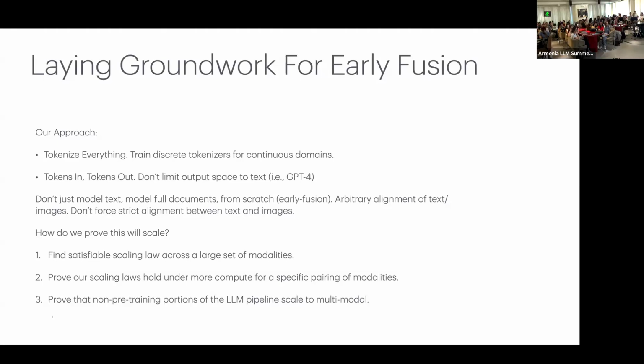So when we started thinking about this, we kind of had to prove that this is a good way that we can actually scale these models up. So the very first question that we had is, can we find some very satisfiable scaling laws, very similar to the scaling laws that we talked about before, across this very large set of modalities? And the idea was that if we can prove that our scaling laws hold under a lot more compute, we can actually train these models completely end to end. And we can get rid of all of these weird, non-pre-training portions of the pipeline for multimodal models. So the idea would be, don't initialize from CLIP, don't initialize from some pre-trained language model. You can essentially train everything from scratch end to end.